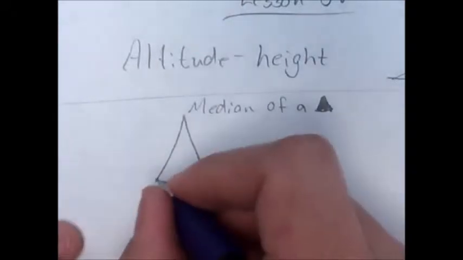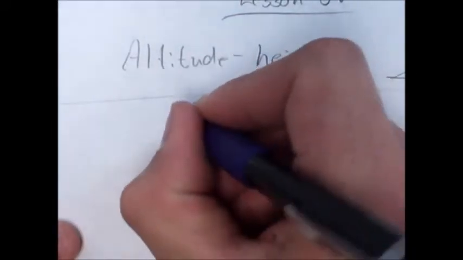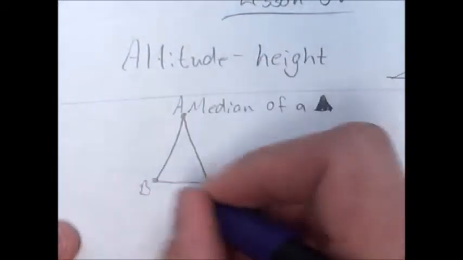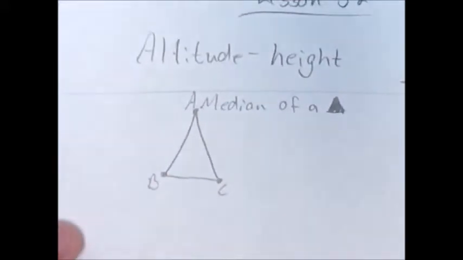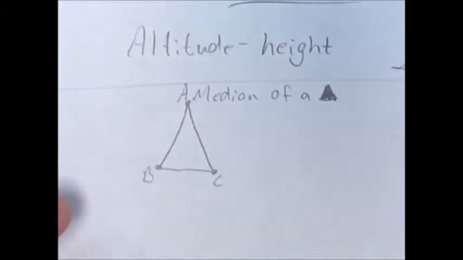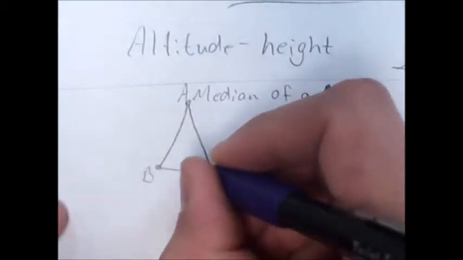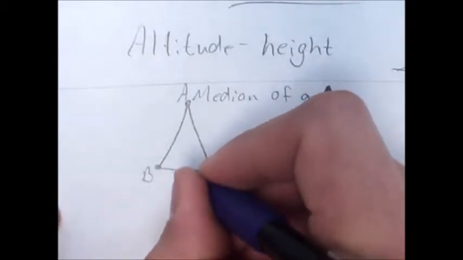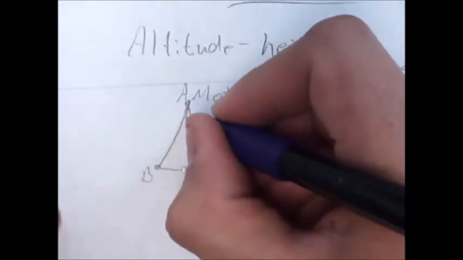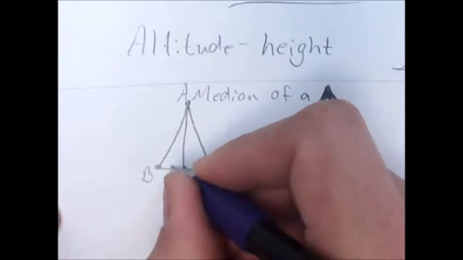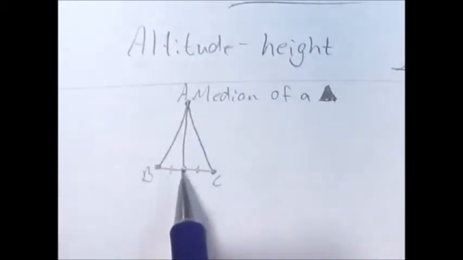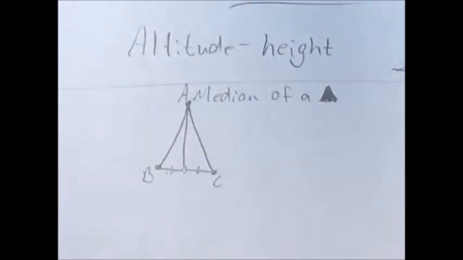So here we go. I'm going to label this triangle A, B, C. A is going to be at the top, B is on the bottom left, and C is on the bottom right. So to define a median, it is the connection of an opposite vertex to the midpoint of a side. So if this is my midpoint, I'm connecting the opposite vertex to it, and by definition of midpoint, the segments that are created by the midpoint are congruent to each other.